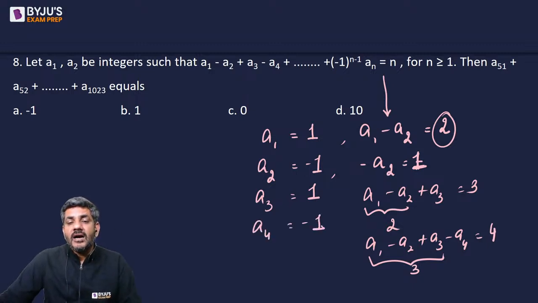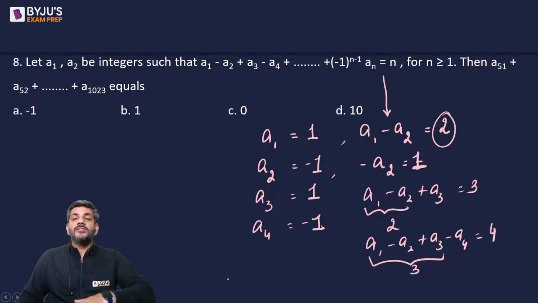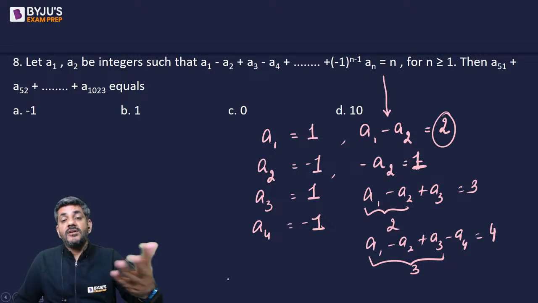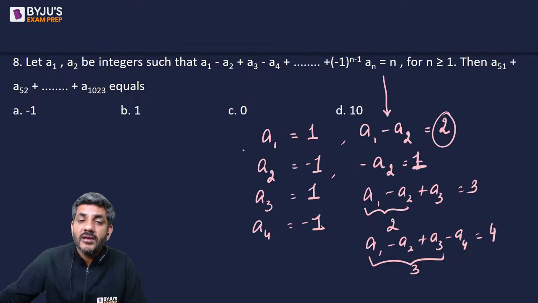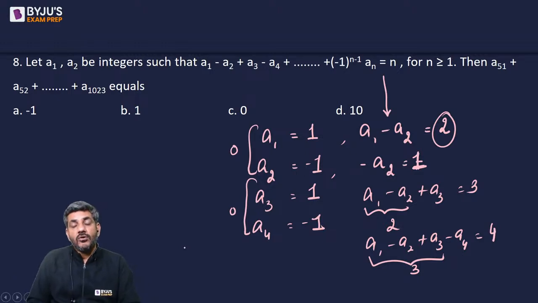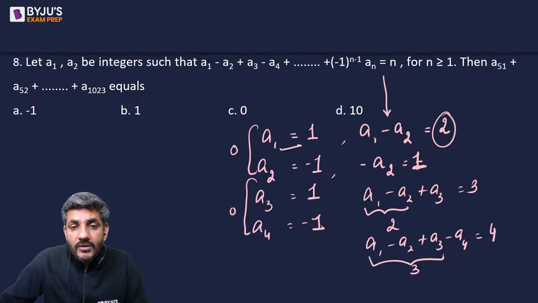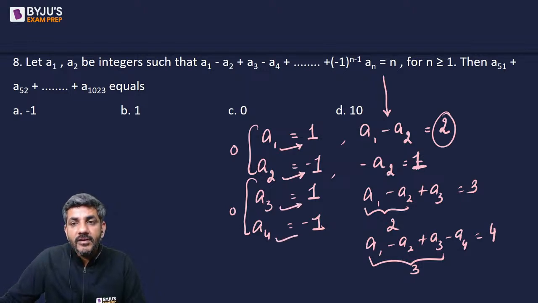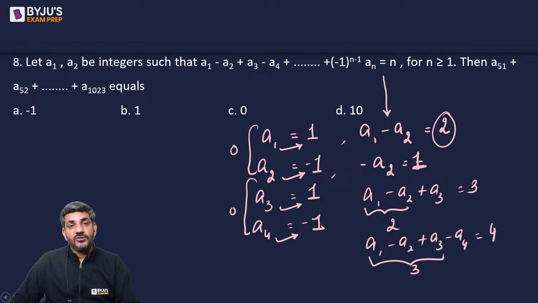So ultimately I am getting 1 minus 1, 1 minus 1, 1 minus 1. इसका मतलब ये है किसी भी दो consecutive को ऐड करो तो you will get 0. Add any two consecutives, you will get 0. Or every odd value gives you 1, every even one gives you minus 1. Odd पे 1, even पे minus 1. And that way it is going on.